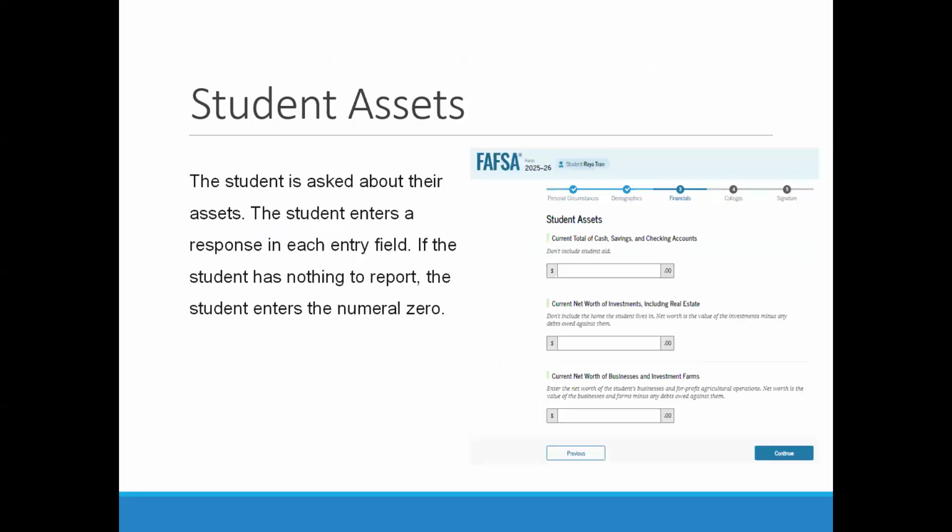We ask some asset questions. The student will enter a response into each field, and if the student has nothing to report, they're going to just enter 0. And again, there are going to be some information icons to help determine what is included for the assets and what's not included.